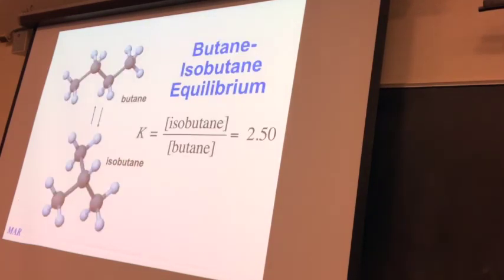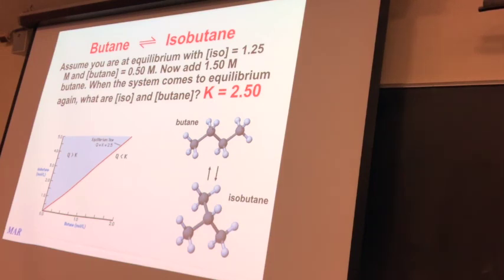Okay, let's go back to this example real fast, and we'll talk about how this can affect things. Now, this is, again, the isobutane to butane equilibrium, all right? K is greater than 1, so that means more product. And the way we've described this reaction, that means you're going to have more isobutane than butane. So let's say that we have an equilibrium, and the equilibrium has an isobutane concentration of 1.25 moles per liter and a butane concentration of 0.5 moles per liter.